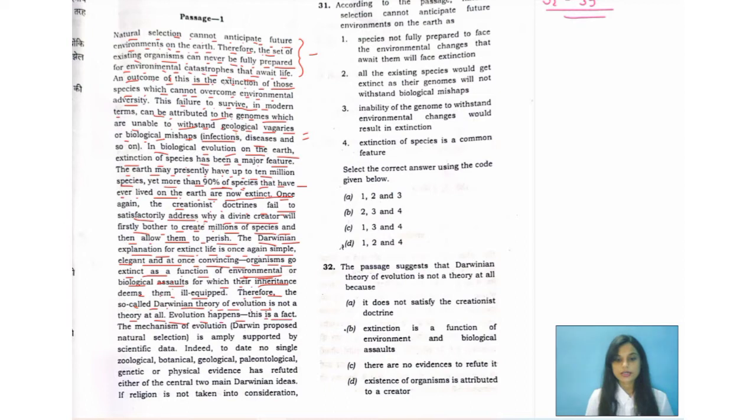Evolution happens. This is a fact. The mechanism of evolution that Darwin proposed, natural selection, is amply supported by scientific data. Indeed, to date, no single zoological, botanical, geological, paleontological, genetic, or physical evidence has refuted either of the central two main Darwinian ideas, if religion is not taken into consideration. So whether we talk about it botanically, zoologically or geologically, no one has refuted the two main Darwinian ideas.